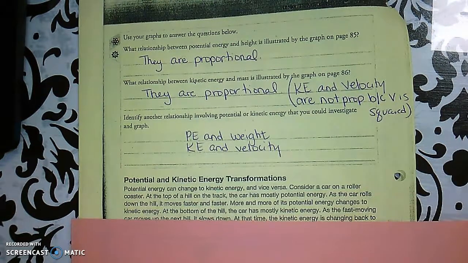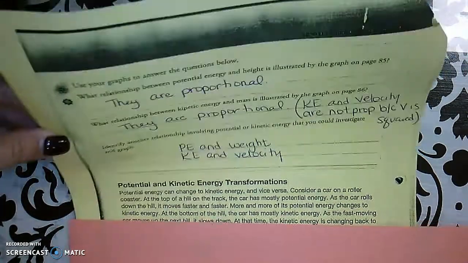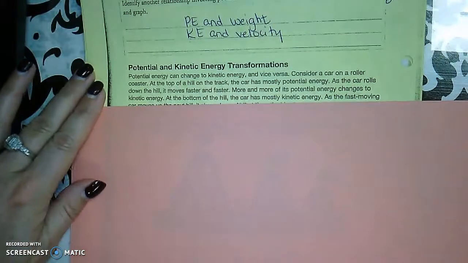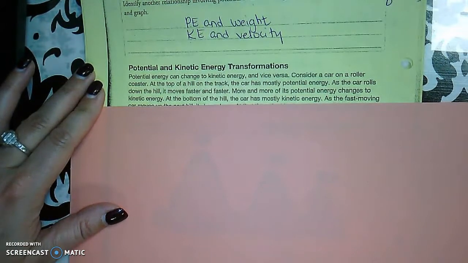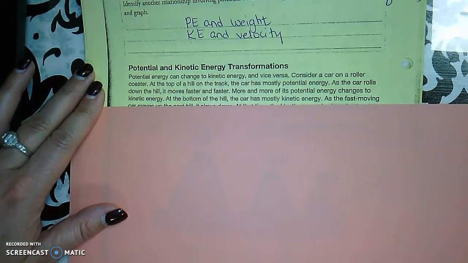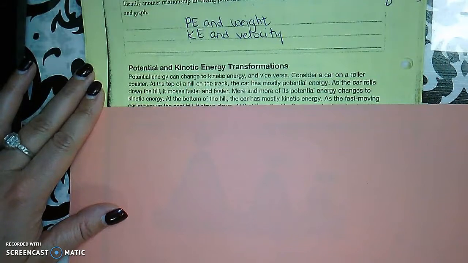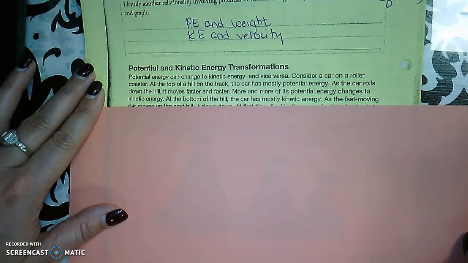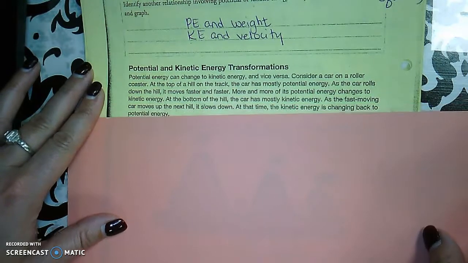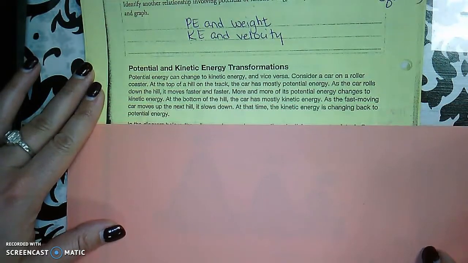And then this piece, potential and kinetic energy transformations. Potential energy can change to kinetic energy and vice versa. Consider a car on a roller coaster. At the top of a hill on a track, the car has mostly potential energy. As the car rolls down the hill, it moves faster and faster. More and more of its potential energy changes to kinetic energy. At the bottom of the hill, the car has mostly kinetic energy.